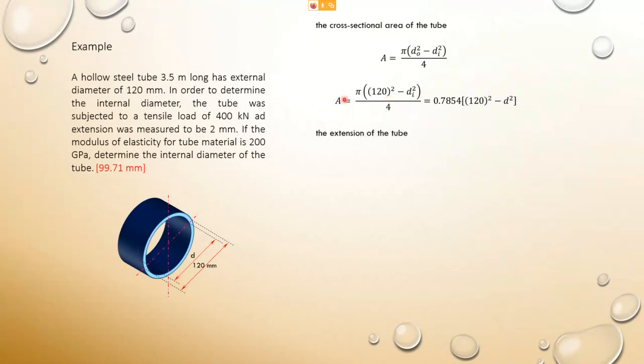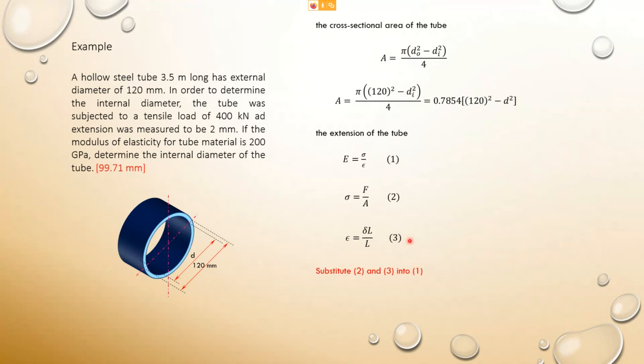So you have got your area formula is this, in terms of DI square. So you got your A in terms of this. Now, the extension of the tube. We form the first equation first, and the second equation. These are actually the formulas: one is the Young's modulus, the other one is the stress formula. The third one is the strain formula, which gives you delta L over original L.